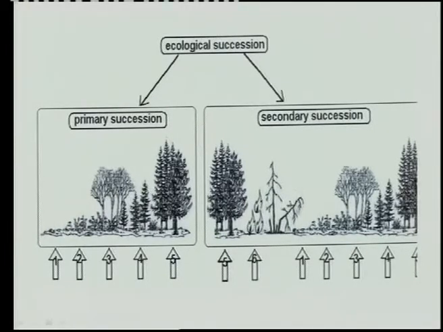If there were plants and there was a community, a climax community, and some disaster occurs and the environment has to start all over again, it is called secondary succession.